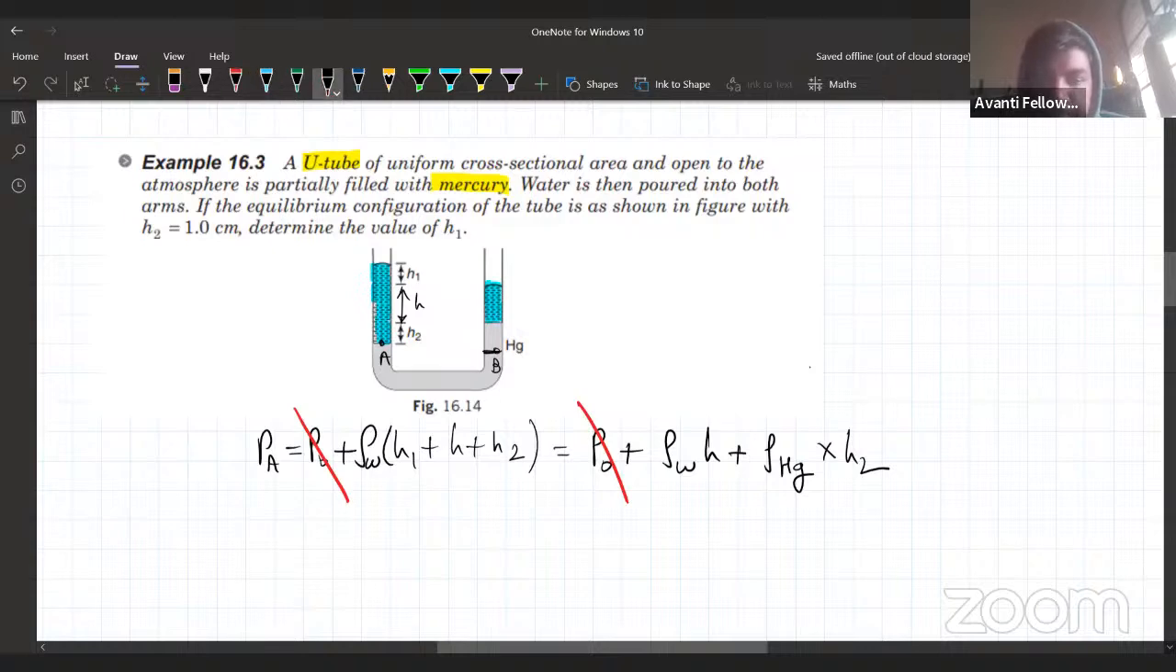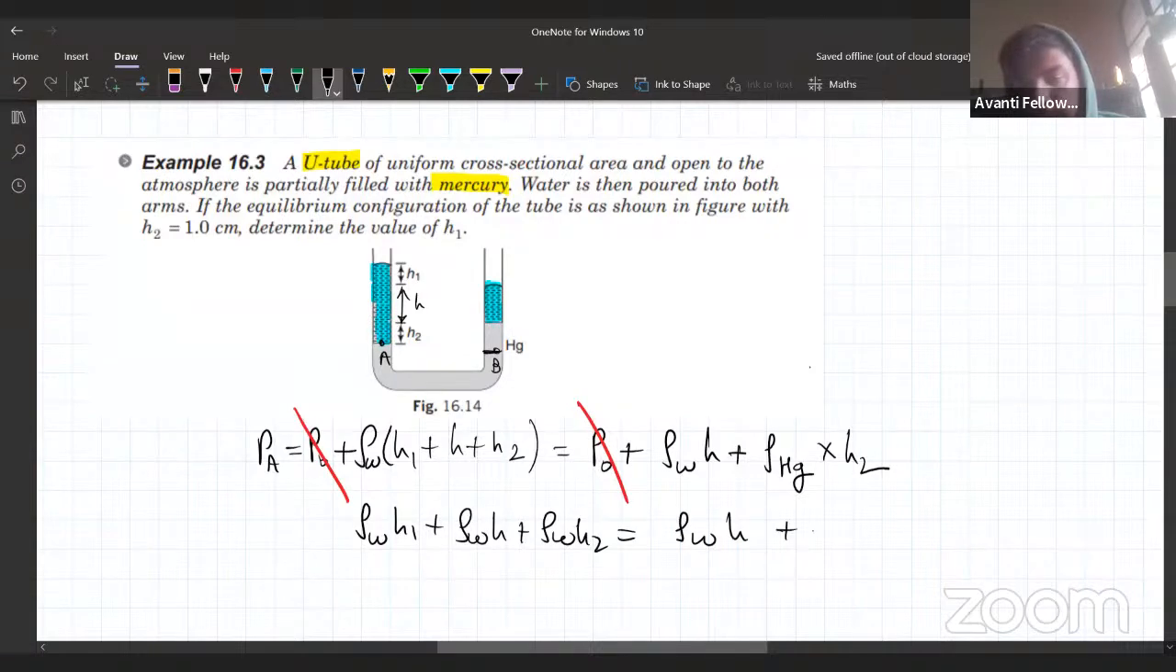Let me solve it. Rho of W into H1 plus rho of W into H plus rho of W into H2 will be equal to rho of W into H plus rho of Hg into H2. So again, rho W into H gets cancelled out. We know these values. We know H. We have to find H1.